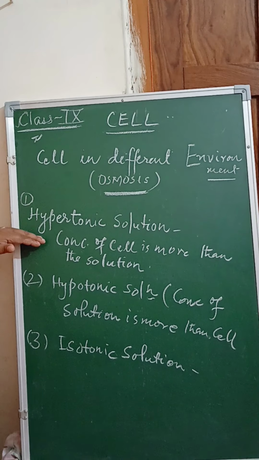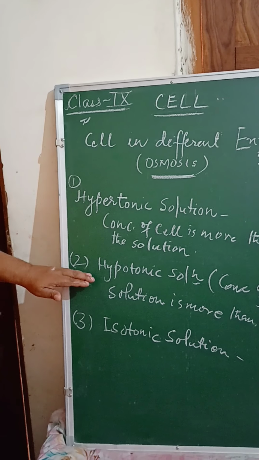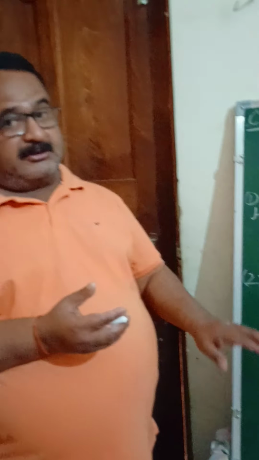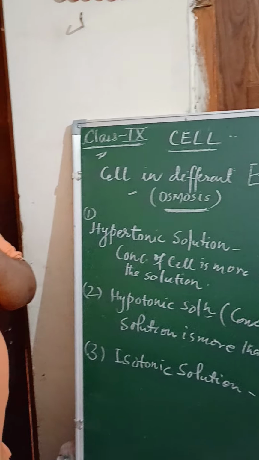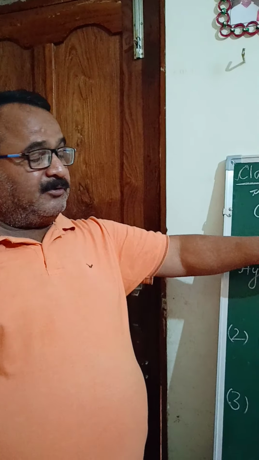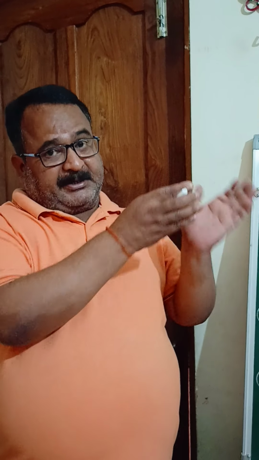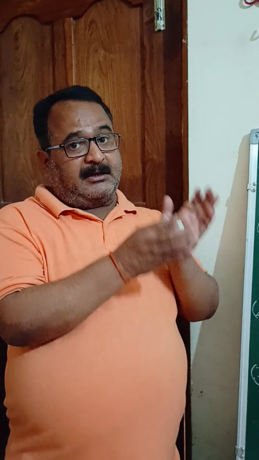As we know, the solution has three types. First is hypertonic solution, second is hypotonic solution, and third is isotonic solution. Before discussing this, we want to explain osmosis. Like in gases, in diffusion, the gases transport from higher concentration to lower concentration. Like here also, osmosis generally happens in liquids, where the transportation of material starts from the higher concentration to the lower concentration.